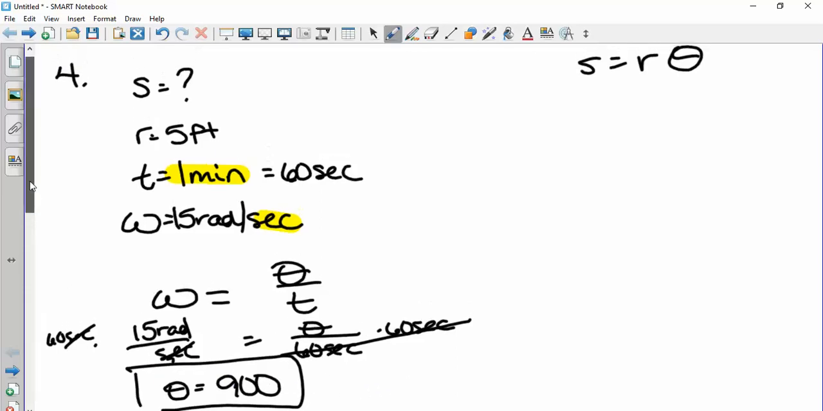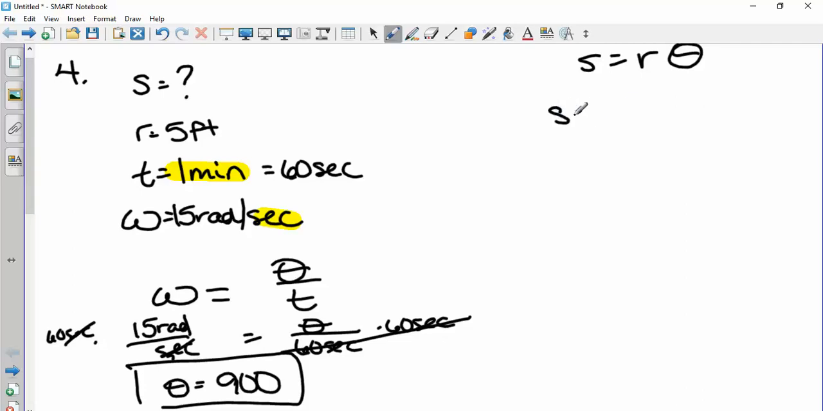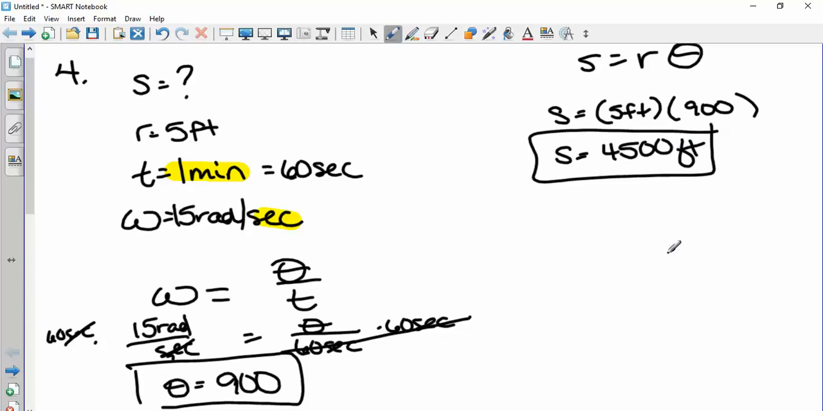Okay. So now we can do S equals R theta. So S is R, which is 5 feet, times my theta, which was 900 radians. So when you multiply those, you get 4,500 feet. And you should have gotten the same answer if you did it the other way. Questions?